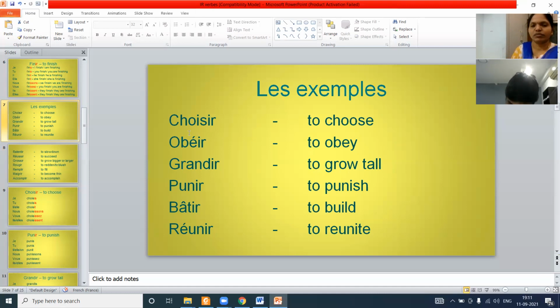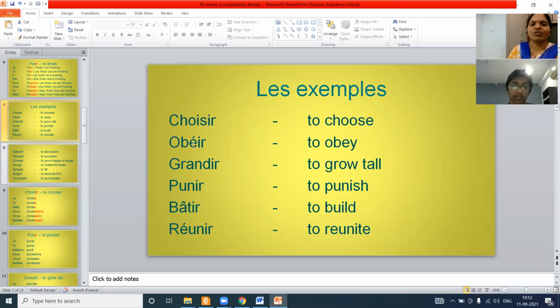Choisir? Yeah, just a sec. Choisir is what it is, to choose. Obéir, to obey. Yeah, I wrote them down. Finir, no? Yeah, finir. Grandir. Also we need to pronounce them.